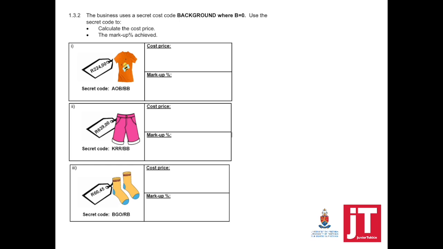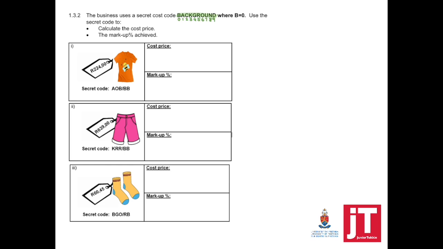So for the first one, the price tag is the selling price, and then they've assigned a secret code to each one of them. So let's start with the first one, number 1. The word background, B, starts with 0, so now each letter will be numbered.